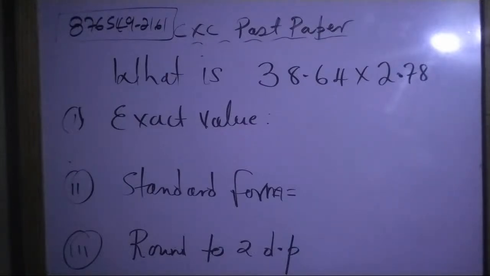So you would normally get 1 mark for the exact value, 1 mark for the standard form, and sometimes 2 for round off to 2 decimal place. Sometimes you get 1 mark also. So it depends, guys. Let's put that in our calculator and then we can shell it down.